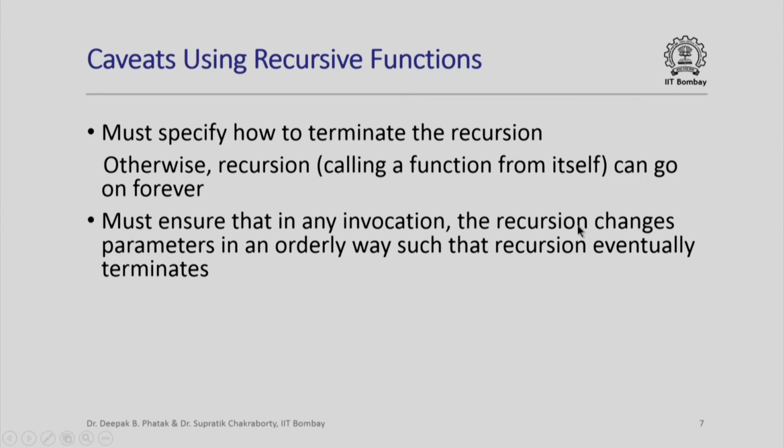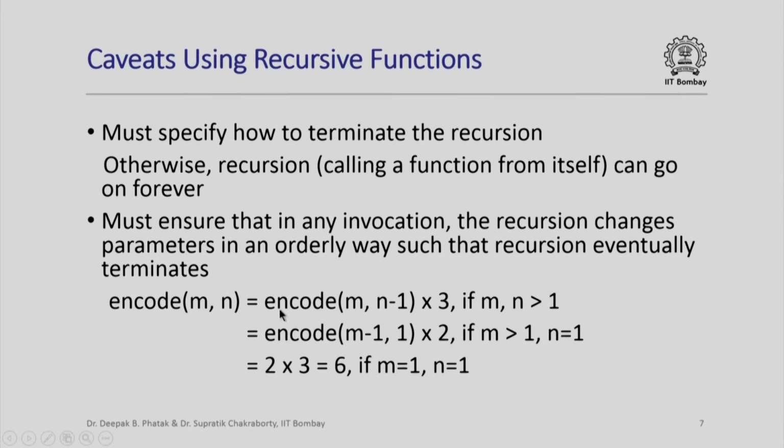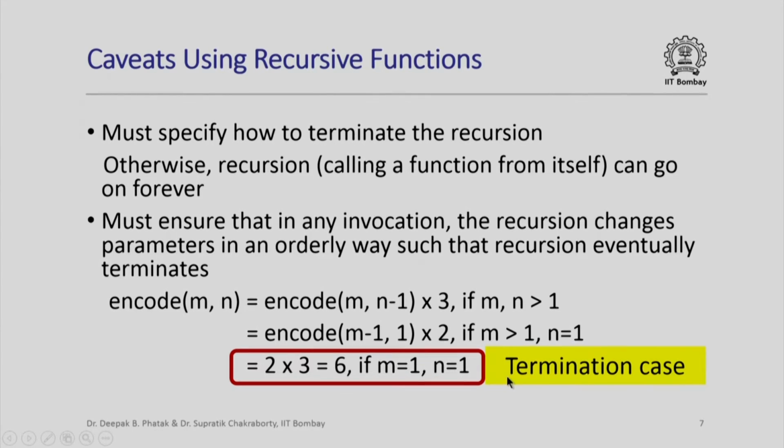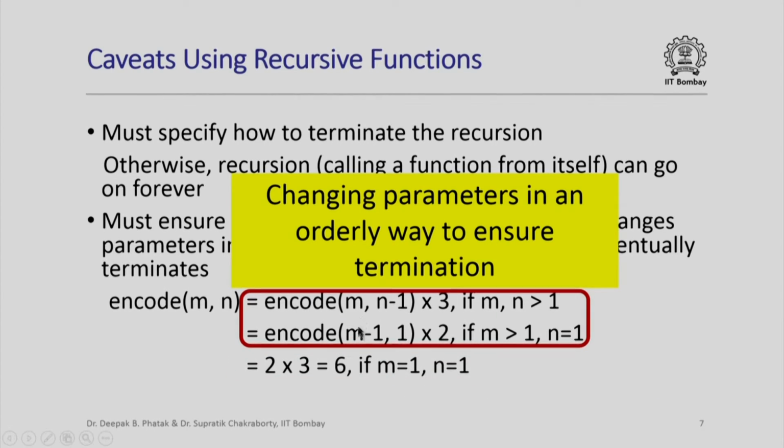But when you are changing the parameters, you have to be careful about how you are changing them. You must change them in an orderly way such that you are guaranteed that the recursion eventually terminates by reaching this termination condition. So for example, if I looked at this formulation of the function encode, this gives us the termination case. When both m and n are 1, I do not need to recursively call encode again. I can terminate by returning the value 6, and this other part tells you how, when a recursive call is made to compute the function encode, the values of the parameters change.